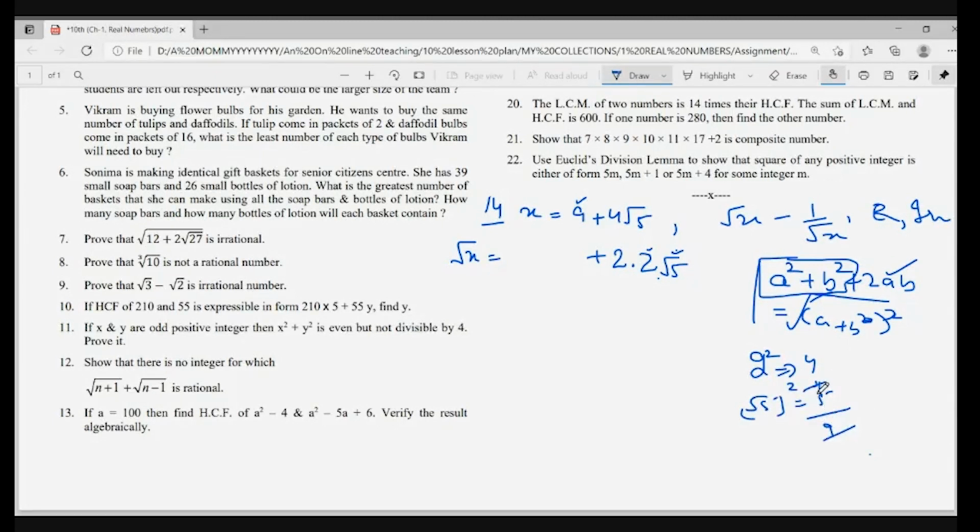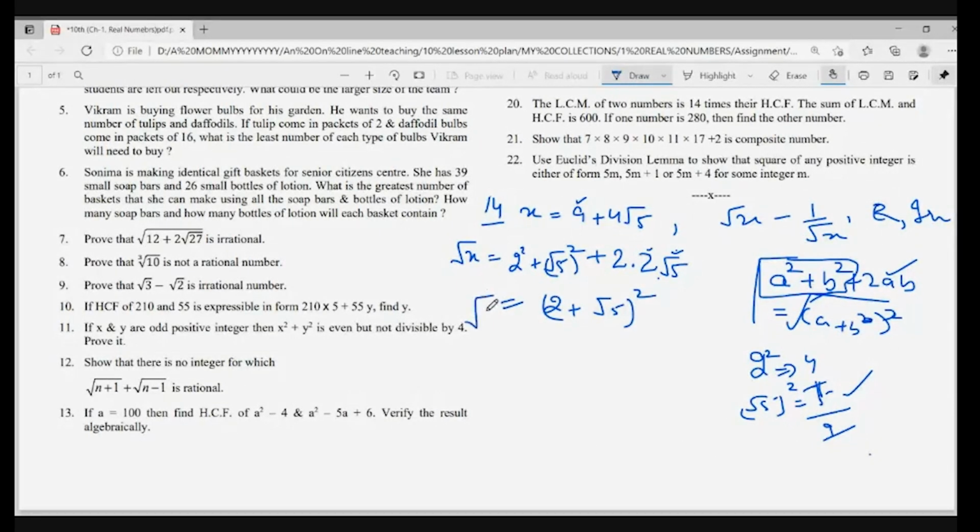We want some a square plus b square, so it means this can be rewritten as 2 square plus under the root 5 square. And this is 9 also. This is 4, this is 5. It means 9 we have broken like this and this we have broken like this. It means this is equal to 2 plus root 5 whole square.